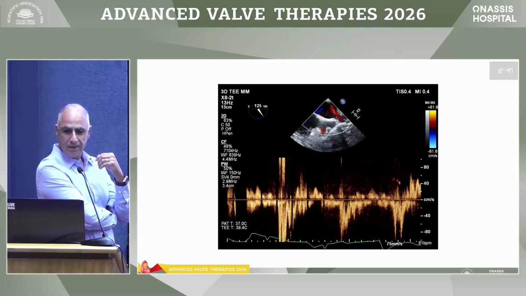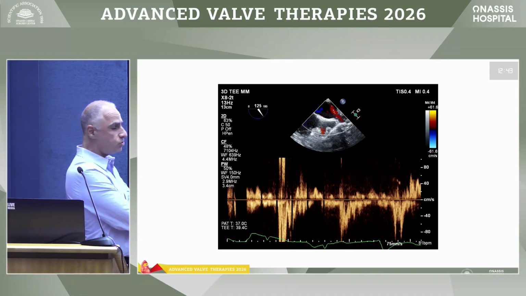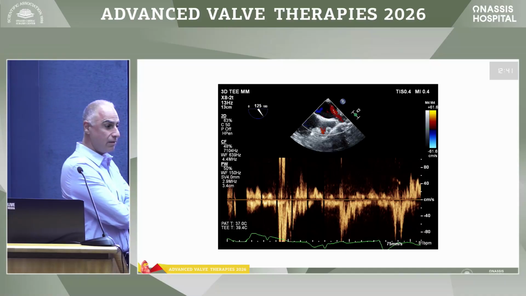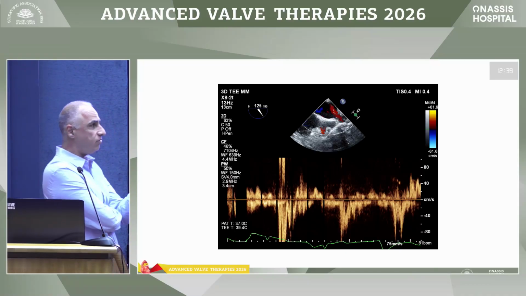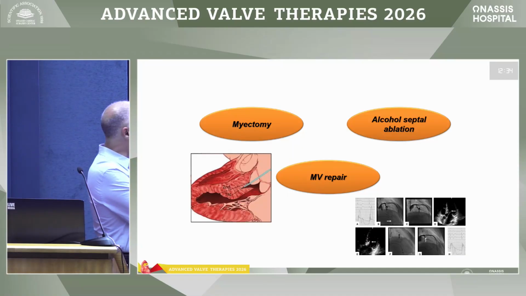We can see here deep reversal of the pulmonary vein pattern. It's also very important. It's not just that you have reversal of flow. The extent of the reversal is also important in those patients, a deep reversal in the pulmonary vein.